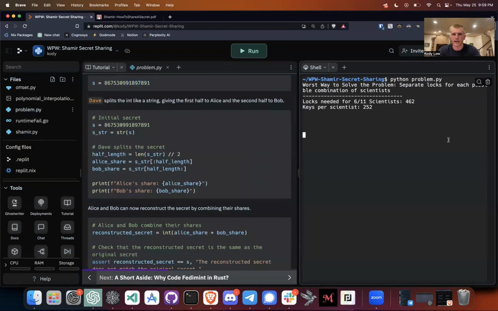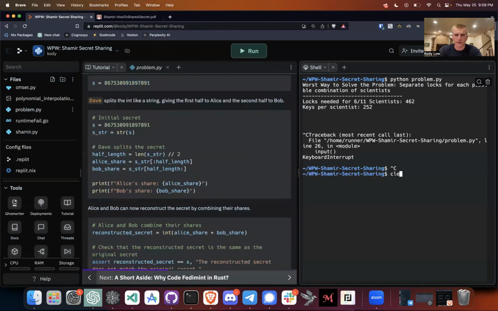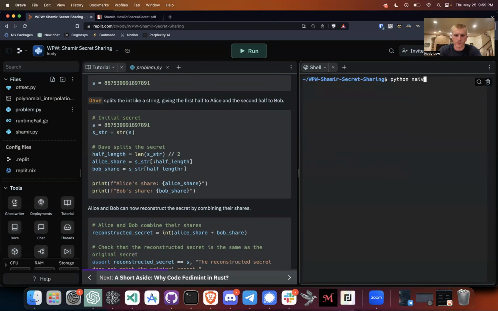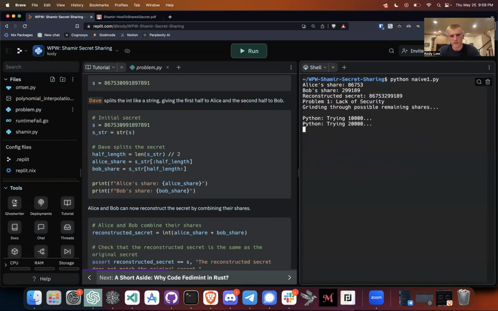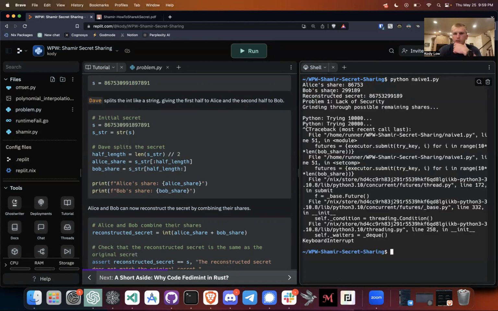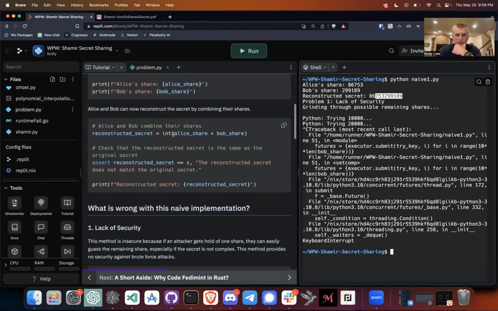So we can look at the Python code for that. When we execute it with python naive1.py, Dave splits the secret, gives half to Alice and half to Bob, and then Alice and Bob can reconstruct the secret by combining the halves back together.